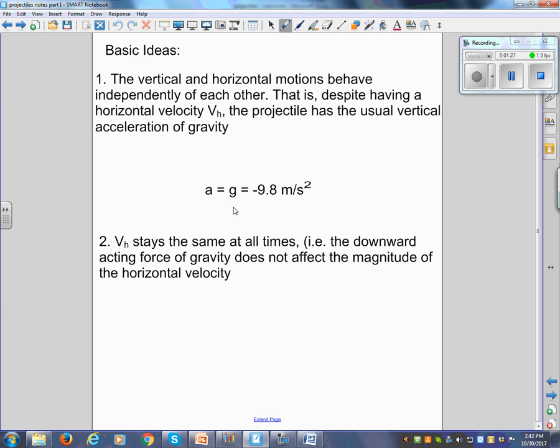Vertical and horizontal motions behave independently of each other. That is, despite having a horizontal velocity VH. Now, I am using VH, that's my old format. If you want to call that VX, the X component of velocity, you can. I just tend to continue to say VH, for horizontal. So VH and VX are equivalent to each other.